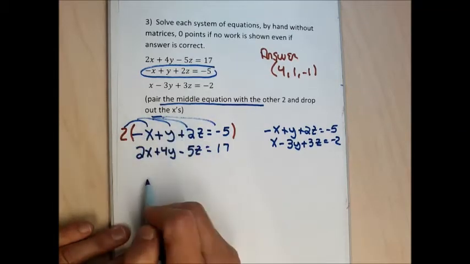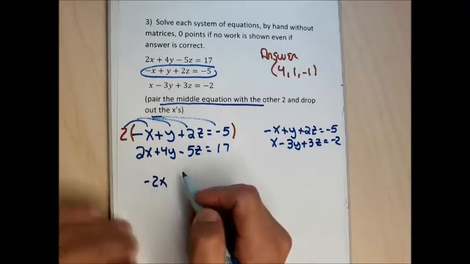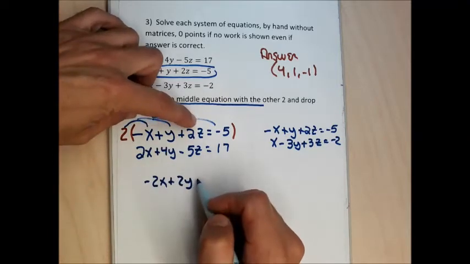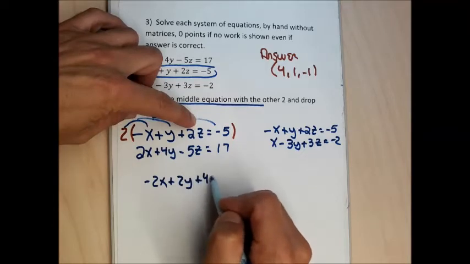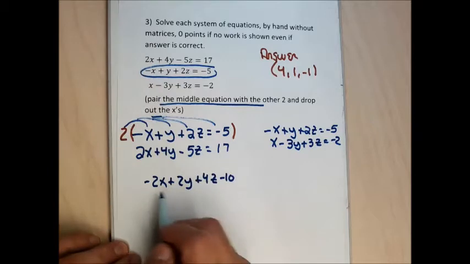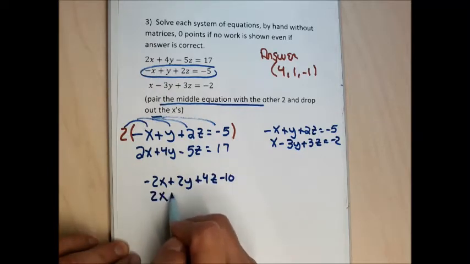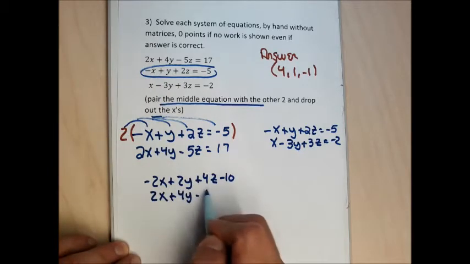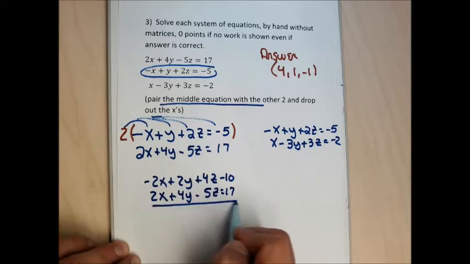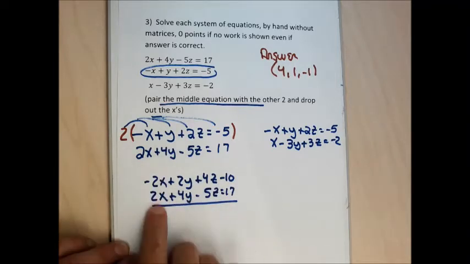2 times -x is going to be -2x. 2 times positive y is going to be plus 2y. 2 times plus 2z is plus 4z. 2 times minus 5 is minus 10. I'm going to leave the 2x plus 4y minus 5z equals 17 alone, and now I'm going to combine the equations. I'm going to add, and the x's are going to cancel because they're opposites.